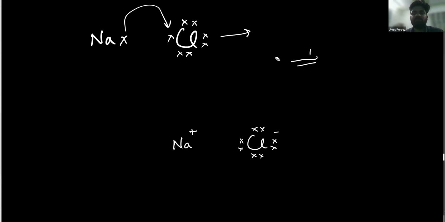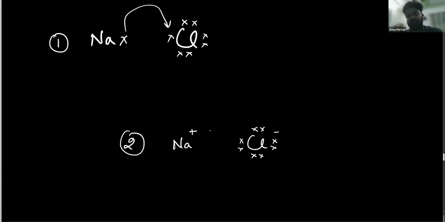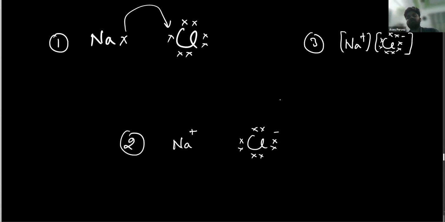This was just an explanation. So this is the first step, and this is after donation. This is the second step, and the third step is just to make them Na positive like this, and chloride. The third step. So this is the structure for sodium chloride that we have done in the previous classes.